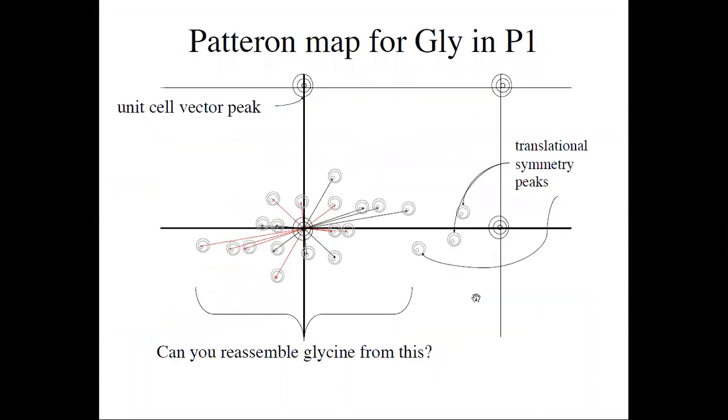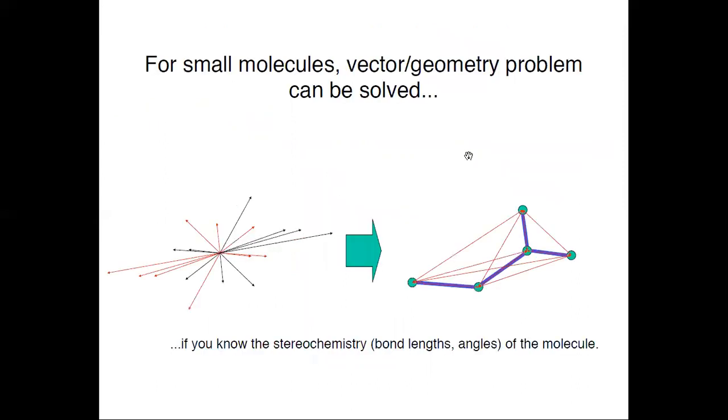So similarly, in the Patterson map for glycine in P1, the unit vector peak should be changed at the ground state. Similarly, the translational symmetry peak should be changed and reassembled in the Patterson map. So for a small molecule, the geometry problem can be solved in the stereosymmetry, that is, the bond angles and bond lengths of the molecule should be changed. This is the reverse. So without reverse, the problem can be solved in the geometry.